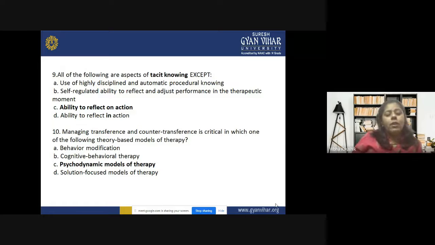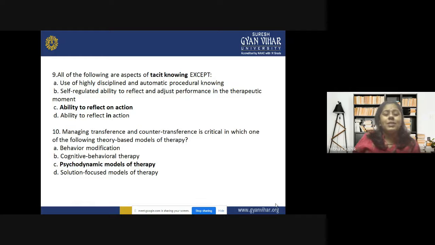Now, the 10th one, managing transference and countertransference is critical in one of the following theory based models of therapy. Now, the options are A, behavior modification theory, B, cognitive behavioral therapy, C, psychodynamic model of therapy, or D, the solution focused models of therapy.